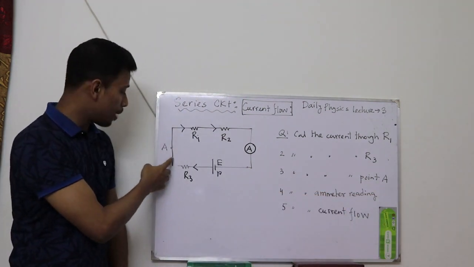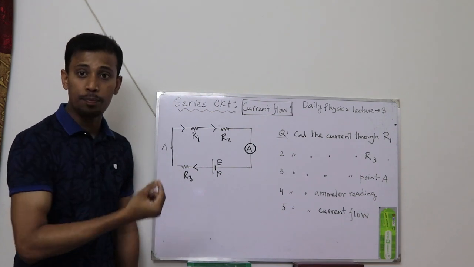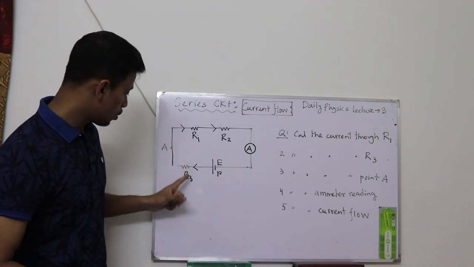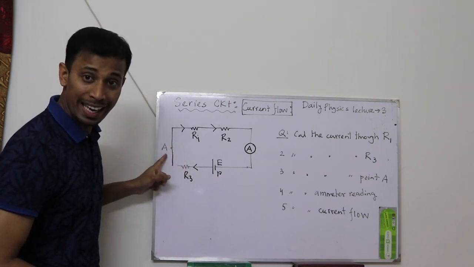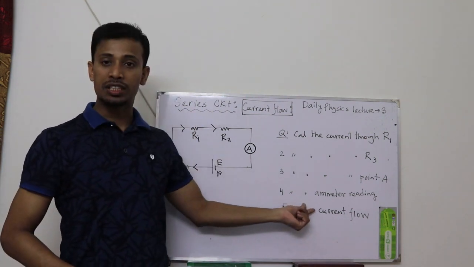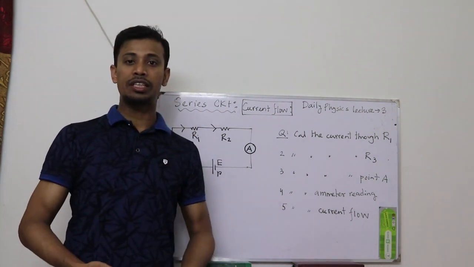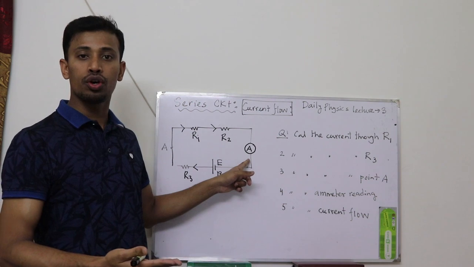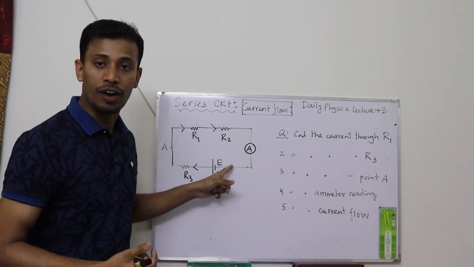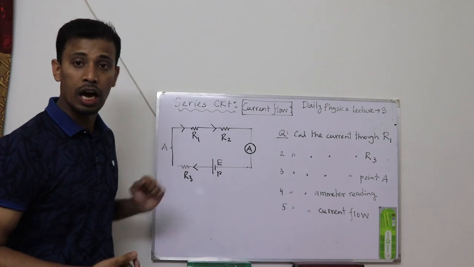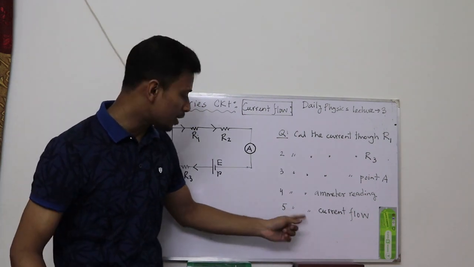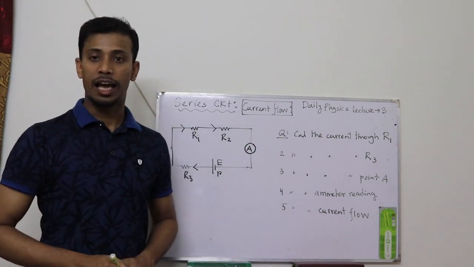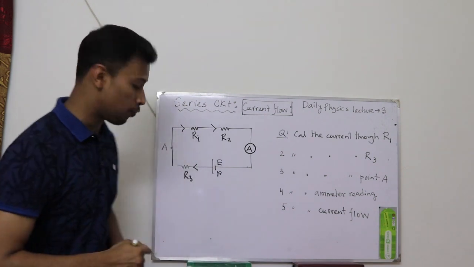Here, as you see, I have point A. A is a point on the line. So the current which will flow through R1 or R3 will flow through A. And if the question says calculate the ammeter reading, we know that an ammeter reads current flow. So here we have an ammeter. It will also read the same amount of current which is flowing through R1, R2 or R3. Or the question just tells to calculate the current flow. All these questions lead to a single answer, and that answer is a single I, current flow.